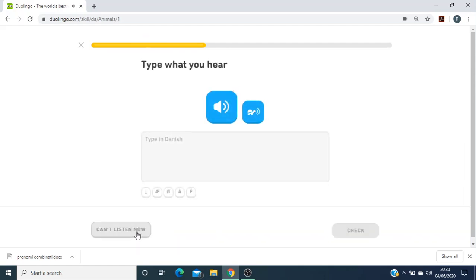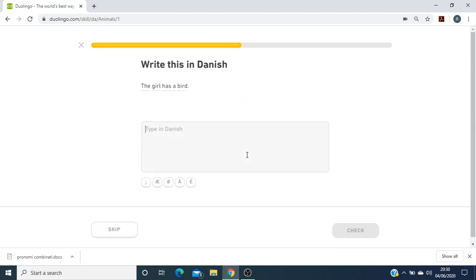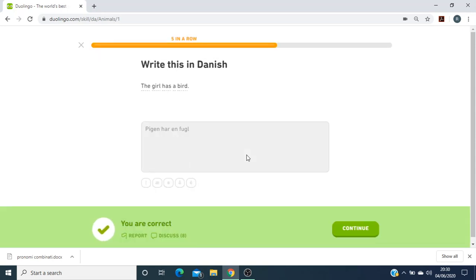En kat og en hest spiser. You said hest, wasn't it? So a cat spiser. En hest is a horse. So a cat and a horse eat. The girl has a bird. We had that in the very first sentence. Pigen har en fugl. The girl has a bird.